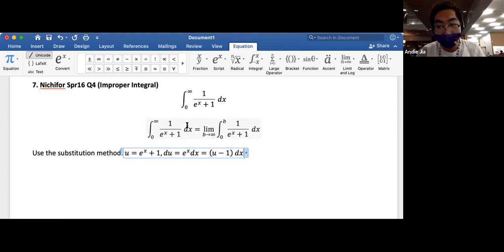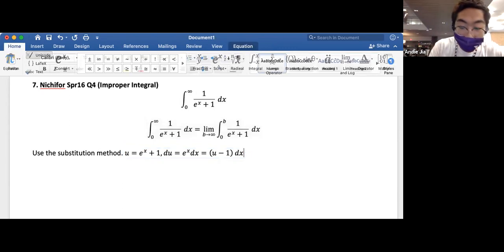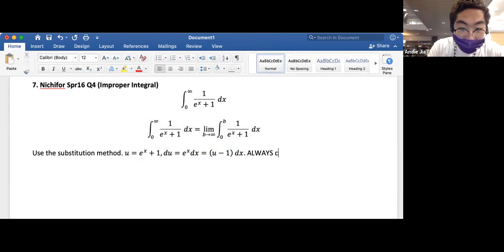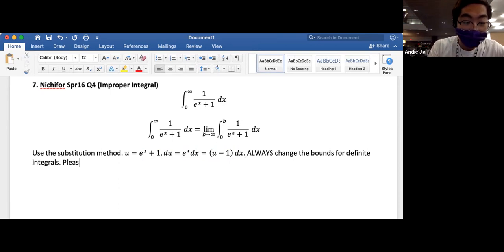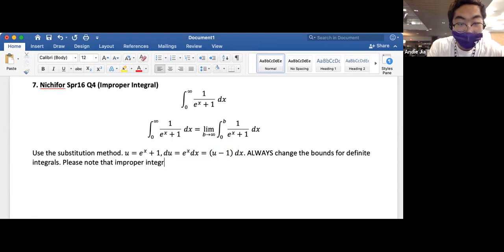So does it make sense? We need to change the bounds. Always change the bounds for a definite integral. Note that improper integrals are definite integrals.